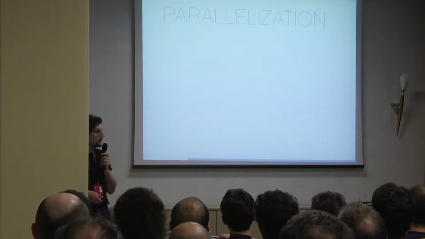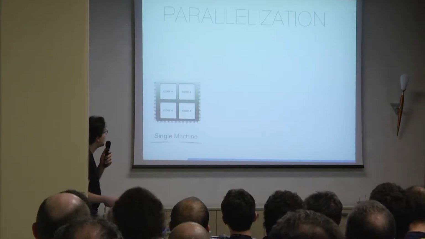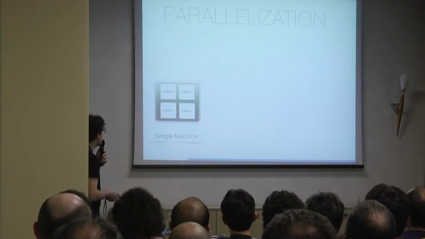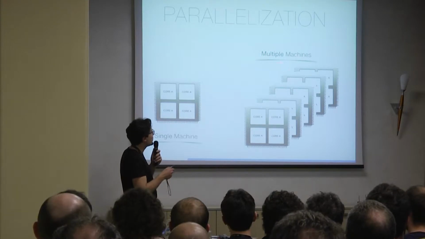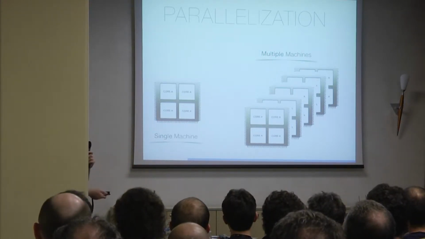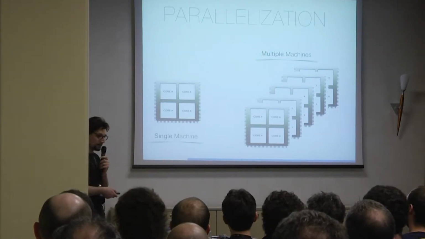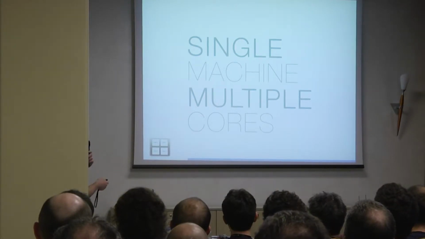So we should deal with parallelization. Parallelization indeed could be tackled in 2 different configurations. We may have parallelization on a single machine with multiple cores, or multiple machines with multiple cores. And we will describe a few tools for the 2 different configurations in the next slides. So the first case: single machine, multiple cores.